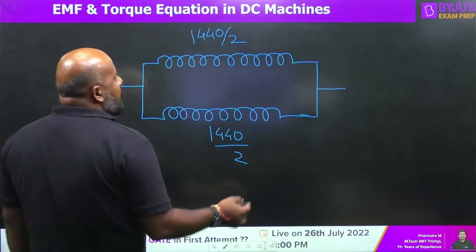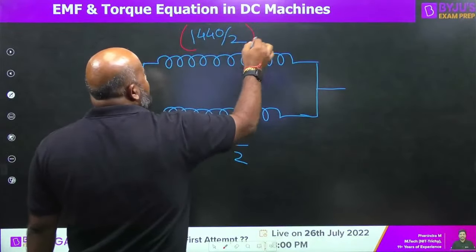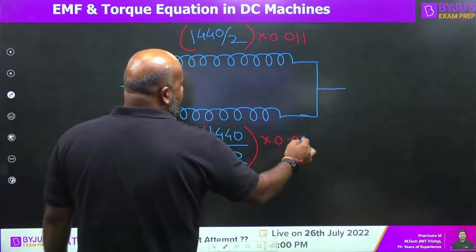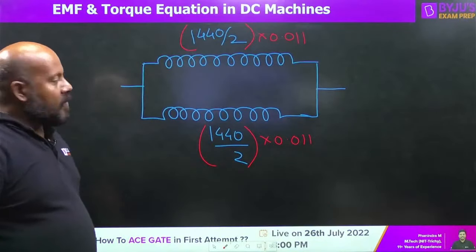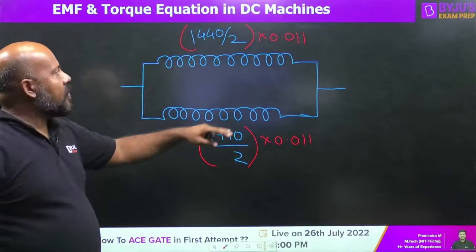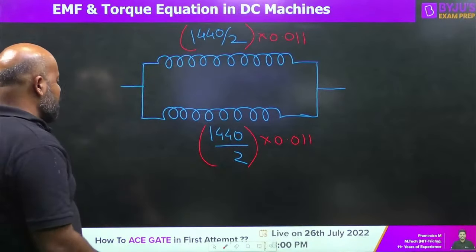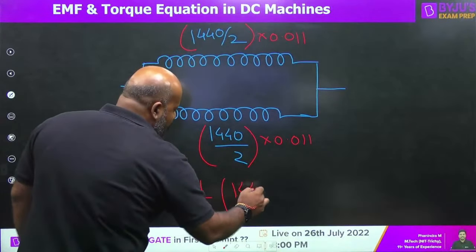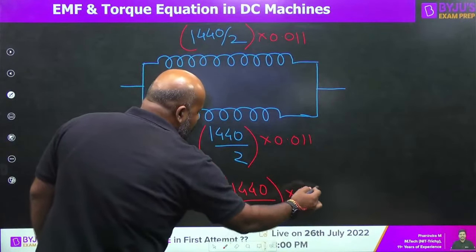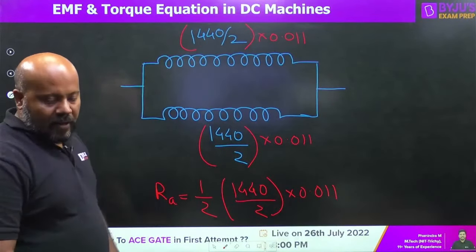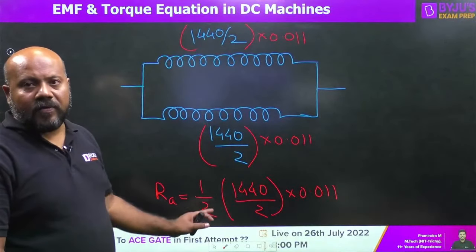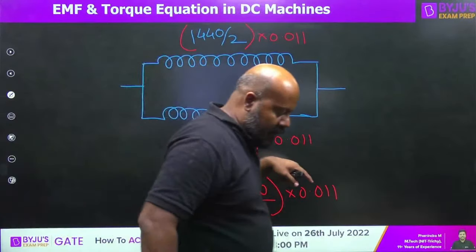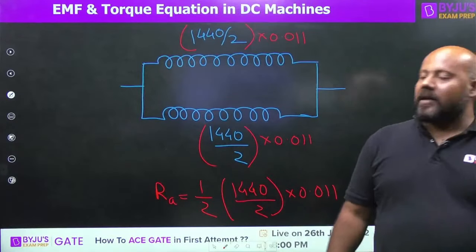What is the resistance of 1 turn? Listen very carefully. The resistance of 1 turn is mentioned as 0.011. So this is going to be the resistance for each of these parallel paths. But because it is a parallel combination, the armature resistance is going to be 1 by 2 times 1440 divided by 2 multiplied by 0.011. Is it clear, everybody? Are you able to follow this? This step is clear for everybody, how we have calculated the armature resistance if the resistance of 1 turn is given?